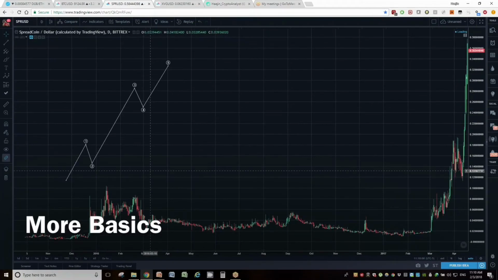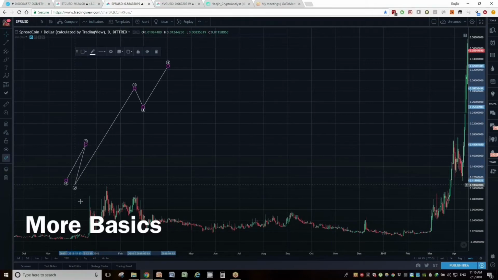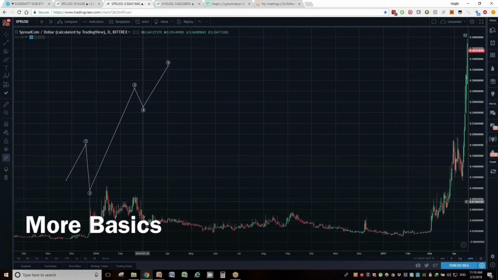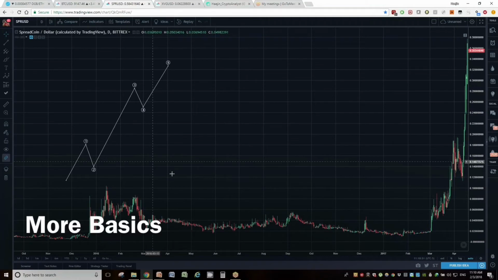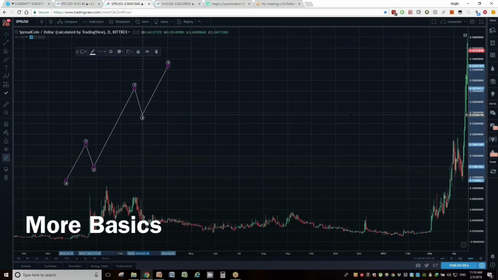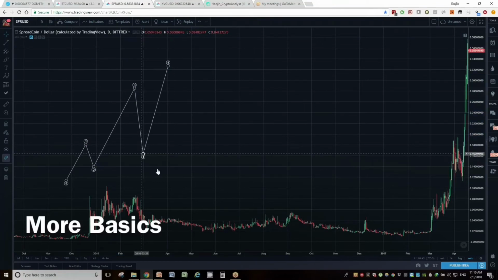Rule number 1 states that wave 2 cannot equal the start of wave 1 or go below it. For example, like this. This is not allowed. The second rule states that wave 4 cannot overlap with the peak of wave 1. In other words, you cannot have this. That is not allowed.